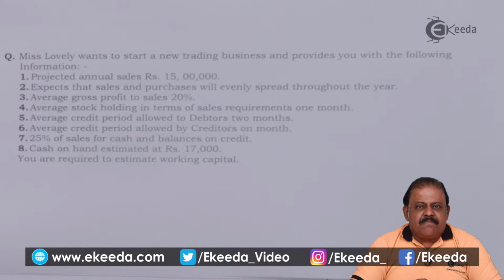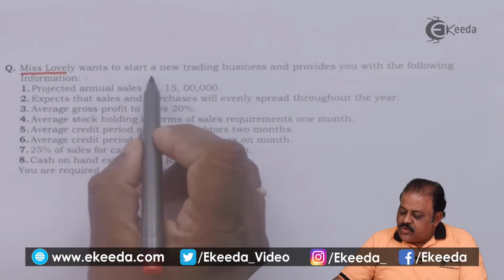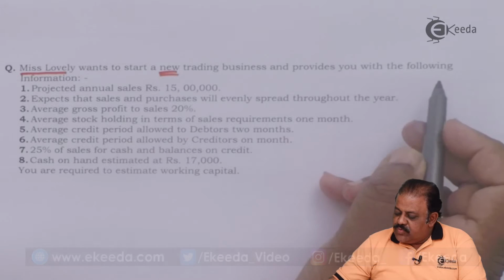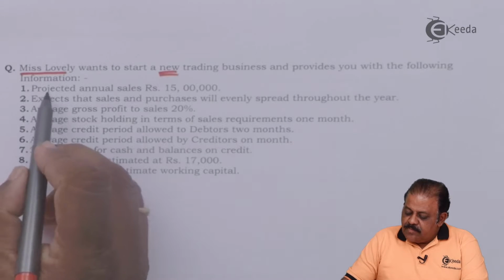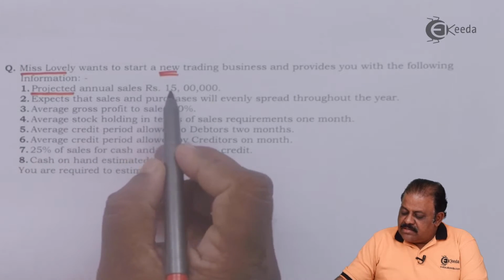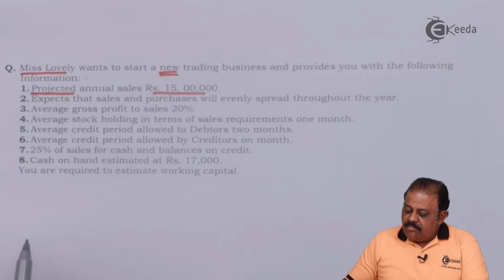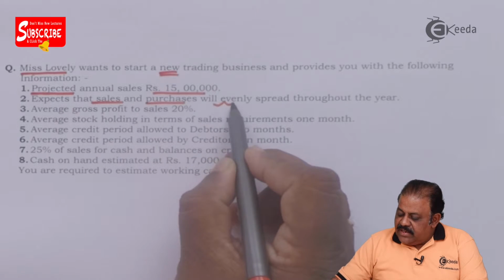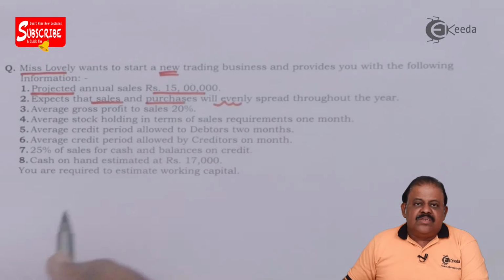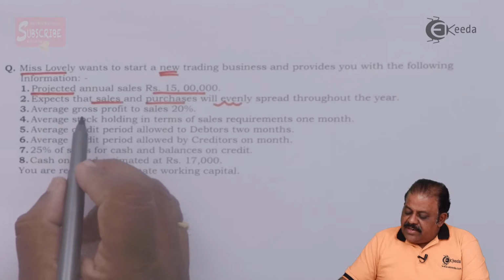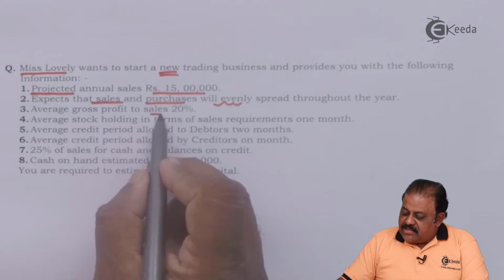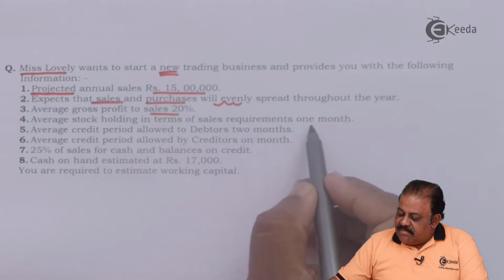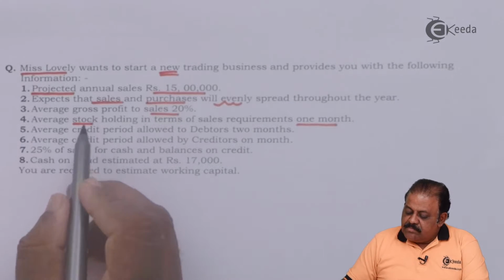Let us read the question. Miss Lovely wants to start a new trading business and provides you with the following information. Projected annual sales 15 lakhs. Expects that sales and purchases will evenly spread throughout the year. Average gross profit to sales 20%. Average stock holding in terms of sales requirement 1 month.